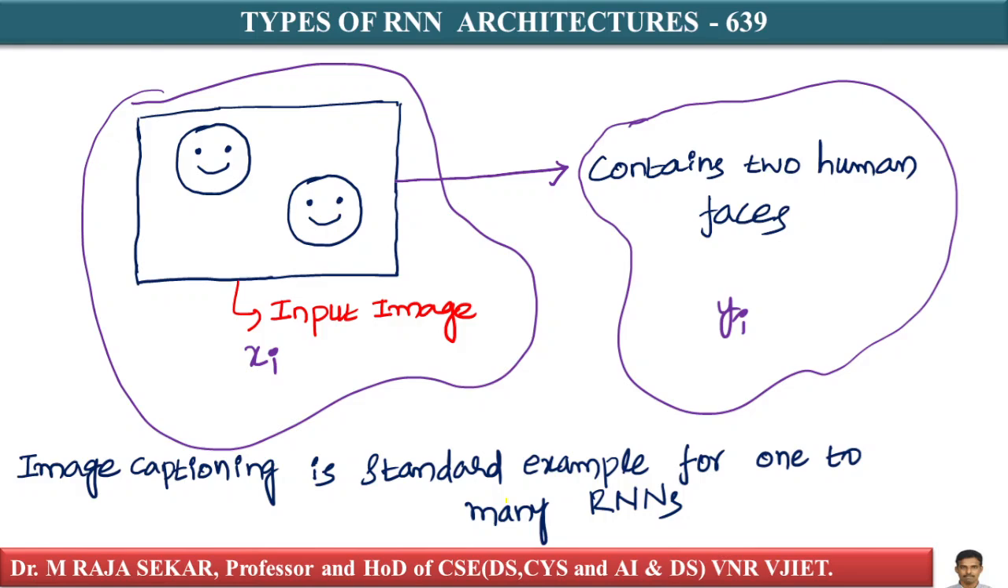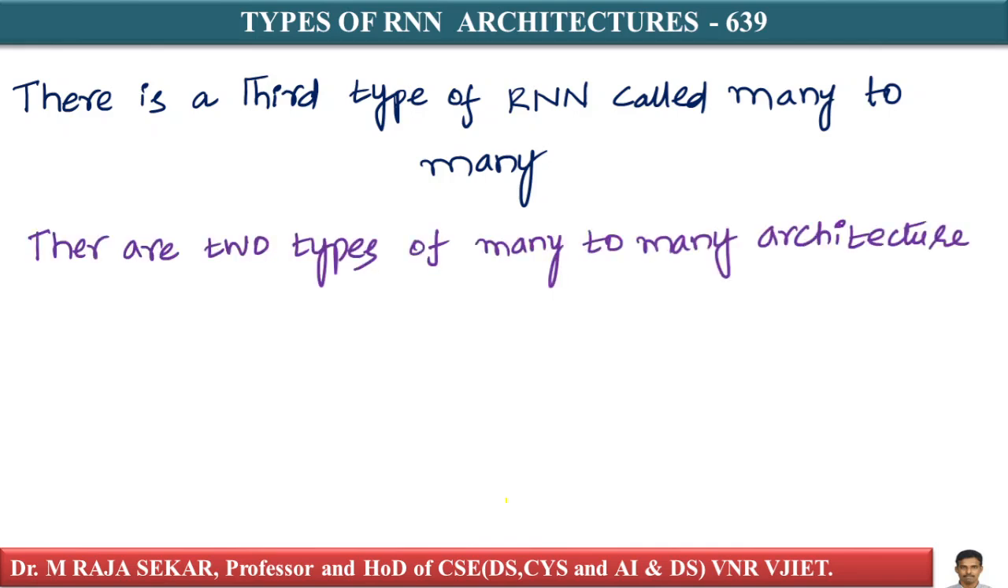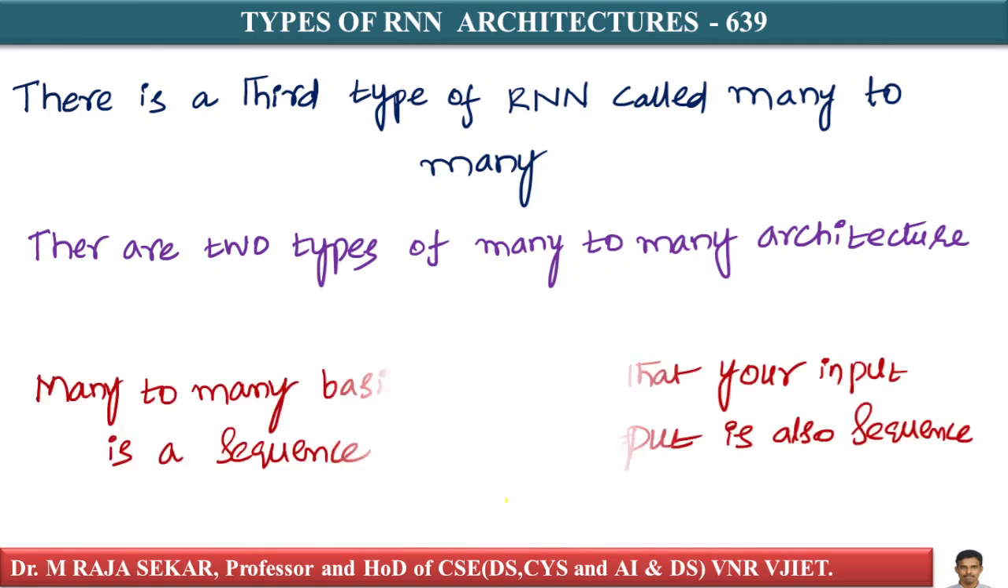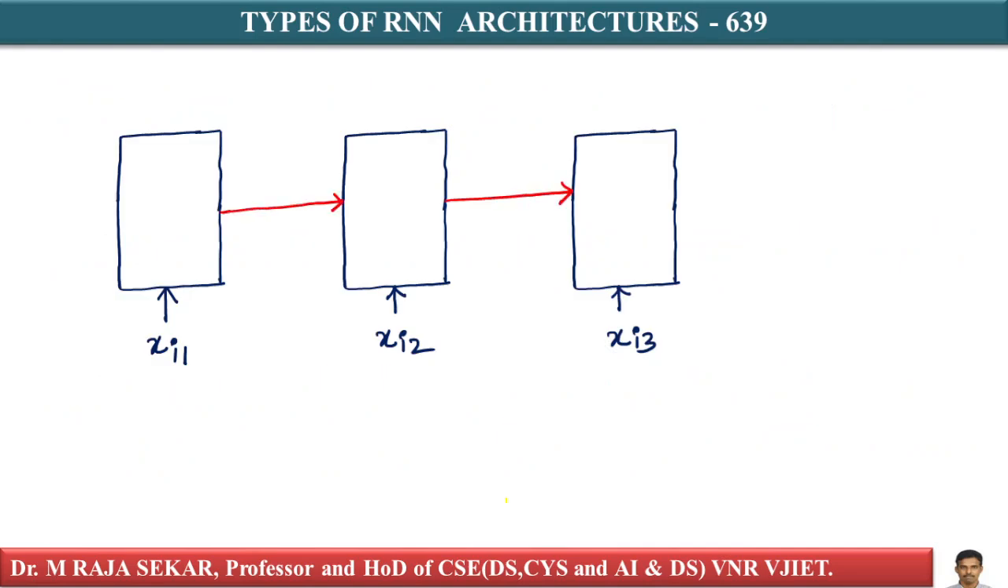There is a third type of RNN called many-to-many. There are two types of many-to-many architectures. Let us try to understand them. Many-to-many basically means that your input is a sequence and your output is also a sequence. Your input can be xi1, xi2, xi3, and so on. For every input correspondingly you have output yi1 cap, yi2 cap, yi3 cap, and so on, isn't it?